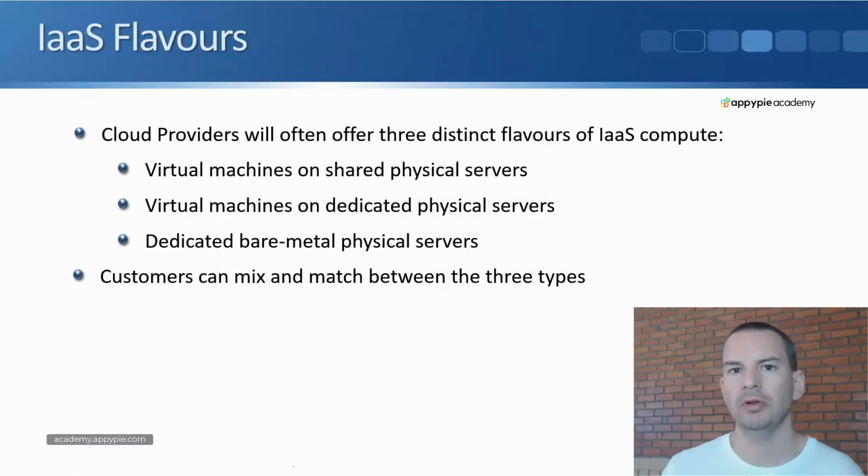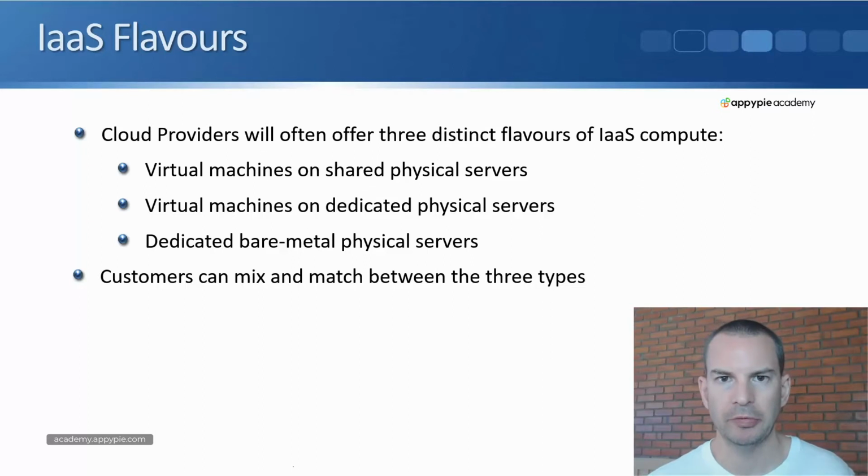Okay, there are different flavors that are available for IaaS. Cloud providers will often offer 3 of these. The first is virtual machines on shared physical servers. We also have virtual machines on dedicated physical servers, and there are also dedicated bare metal physical servers. Now, if you're an IaaS customer, you don't have to choose one of the 3. You can mix and match between the 3 of them. Let's have a look at what those mean in a bit more detail.